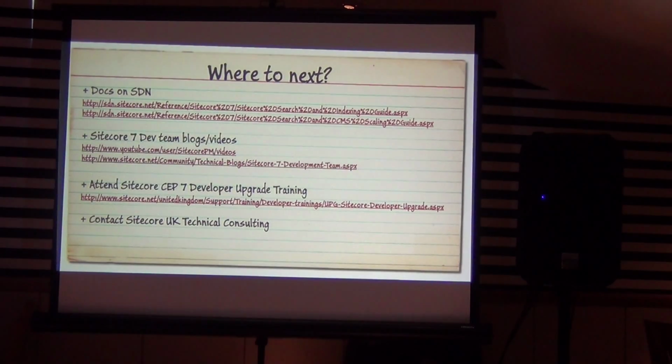Where to next? I suggest that you have a look at SDN. There's a whole section for the Sitecore 7 documentation. Some of the documents are still valid from 6.6, so if you find them in the Sitecore 7 section of SDN, that's still fine. The two documents I've put on here are the search and indexing guide and the search CMS scaling guide. Those are the two main documents that I've used to support my research here.